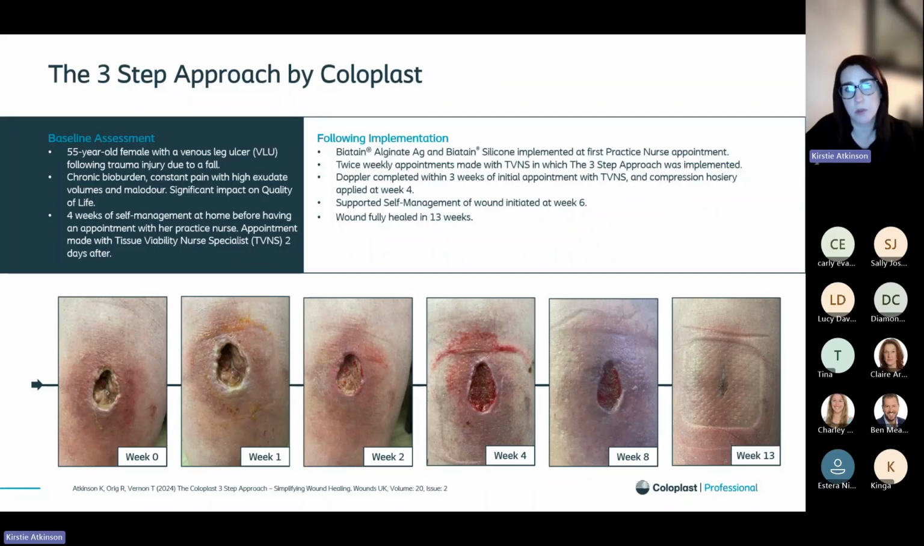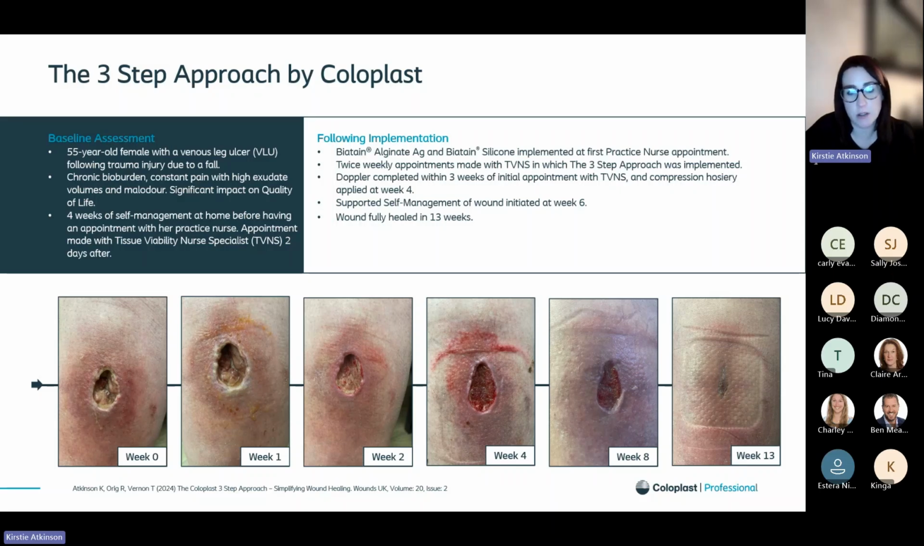She did have twice weekly appointments with myself, where the 3-step approach was implemented. Doppler was completed within 3 weeks, and the reason we had to wait 3 weeks was because, like I said, this woman still worked full time and had a lot on. So trying to factor that in to get the Doppler was an issue. So we were slightly behind what best practice says of getting a full leg assessment within 2 weeks, but she worked full time, so this was the best that we could do. And then because of issues, as some of you are probably aware of, with FP10s and getting the prescription and then waiting for the product, we actually didn't start compression hosiery until week 4.